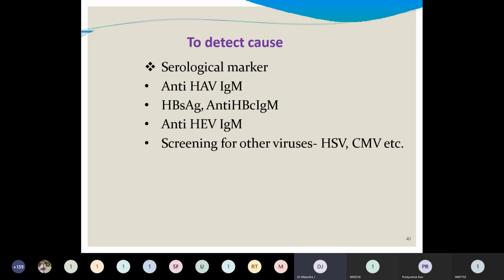So coming to detecting the cause for the condition, the serological markers should be assessed. That is anti-hepatitis A virus IgM levels should be done. Hepatitis B antigen levels, anti-hepatitis B immunoglobulin M should be assessed. And anti-hepatitis E virus IgM levels should be assessed. Screening for other viruses like herpes simplex virus and cytomegalovirus infection, all screening should be done to rule out the cause for this hepatic failure.